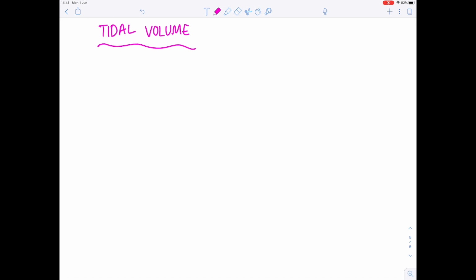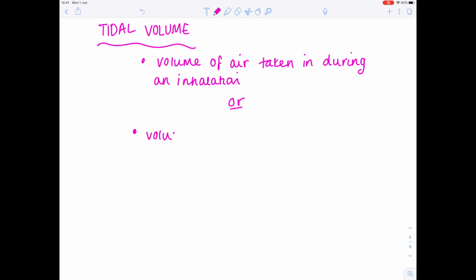In order to understand how we can monitor ventilation rate, we need to also look at the term tidal volume, and that's the volume of air taken in or out with each breath in or breath out. So it's the volume of air taken in during an inhalation or the volume of air breathed out during an exhalation.